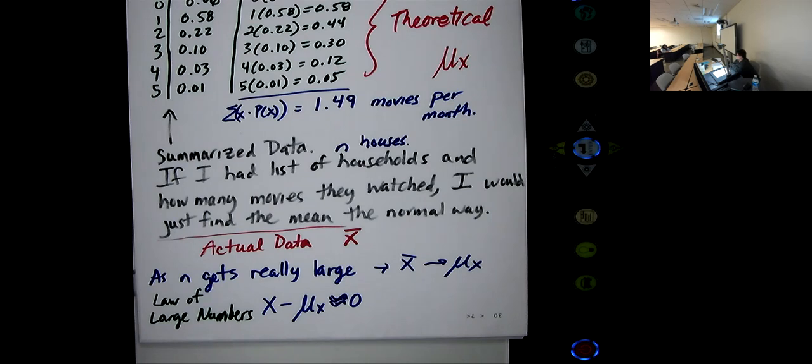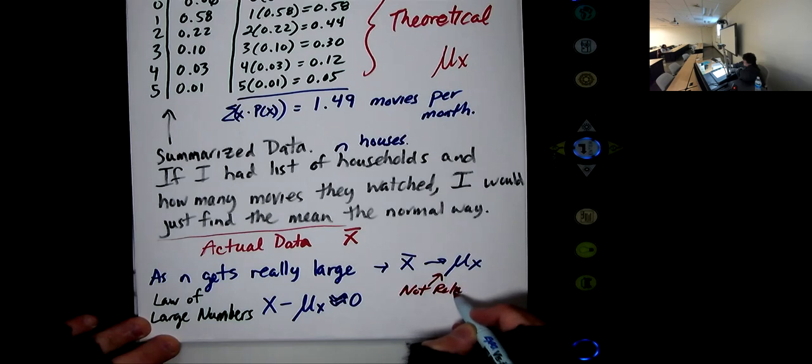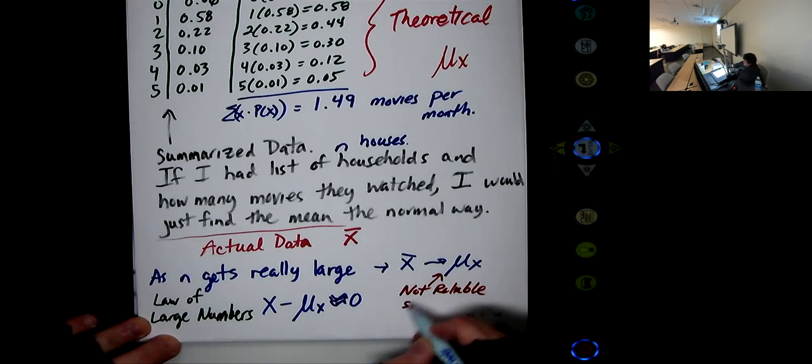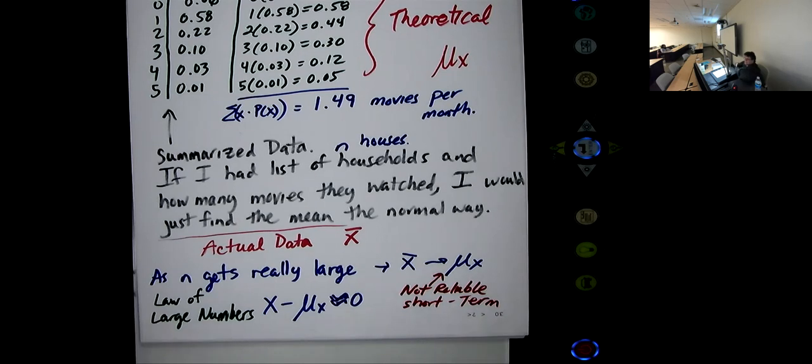Short term though, no, can't count on this short term. So this mu of x is not reliable short term. And I'll show you in my next example on roulette.